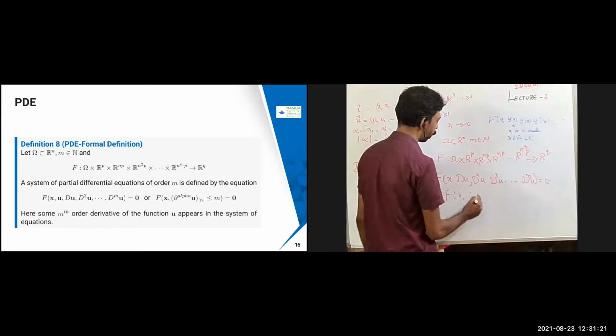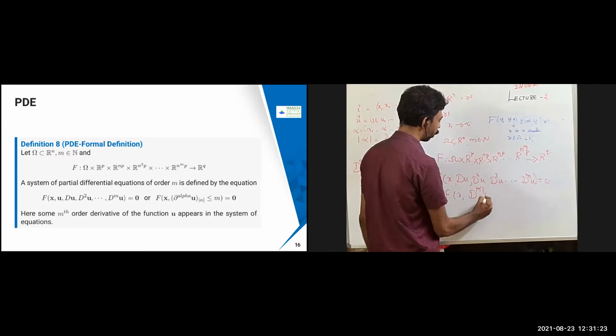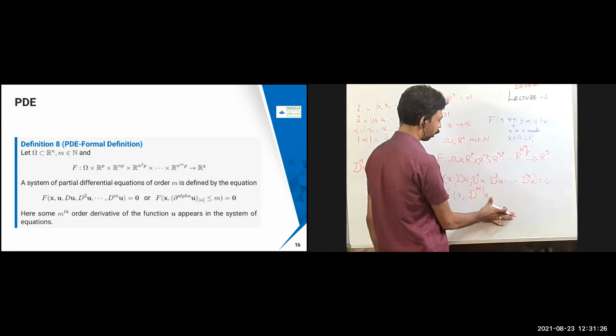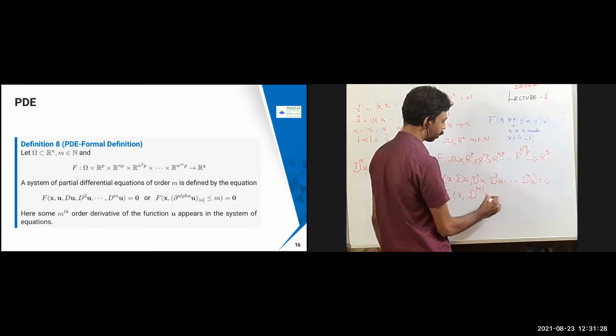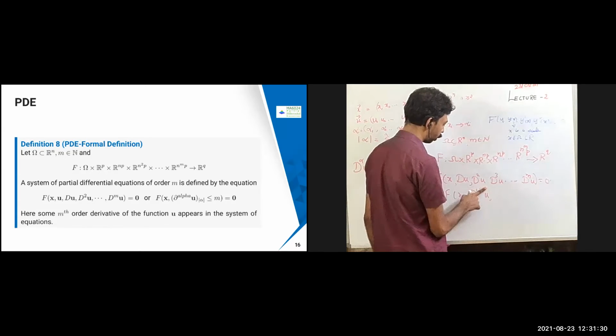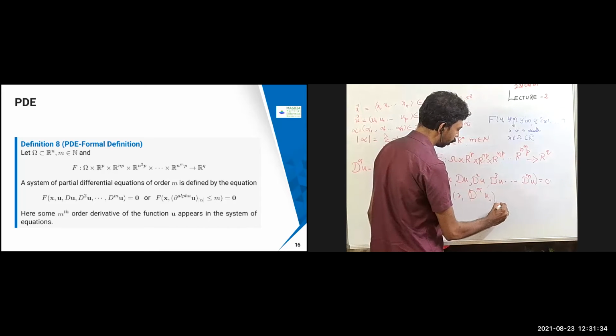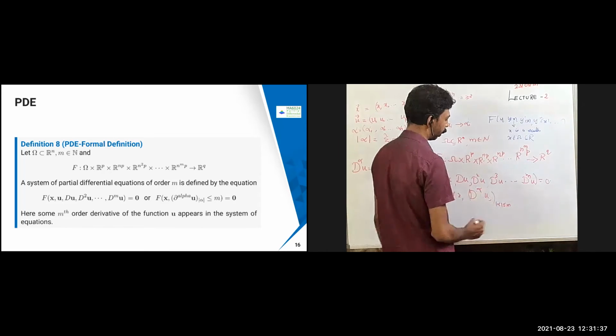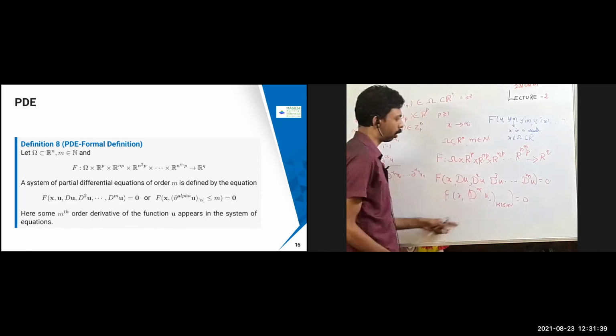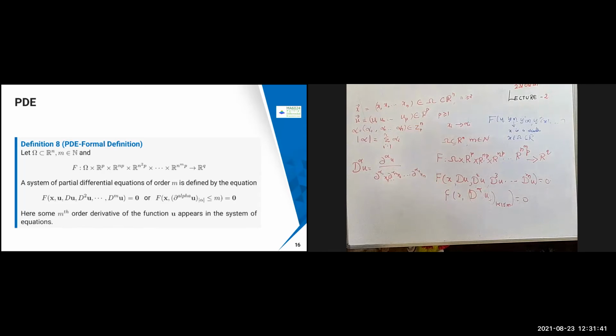So I can simply put d mod alpha u. Where mod alpha is, or simply I can put like this, d alpha u, not mod alpha. Here I can put mod alpha less than or equal to m. I can define that. That is all. This is simple writing. So what does it mean here?